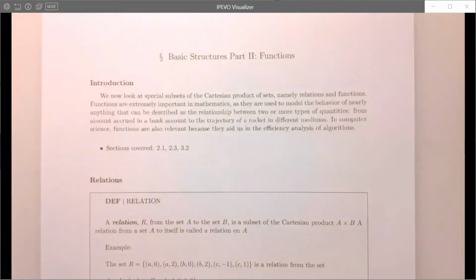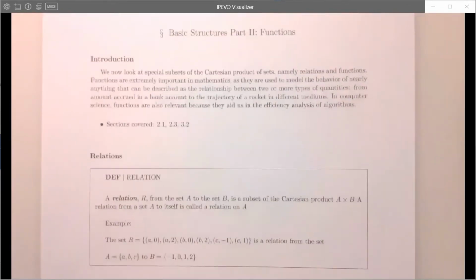Functions are extremely important in mathematics because they are used to model the behavior of nearly anything that can be described as a relationship between two or more types of quantities, from amount accrued in a bank to the trajectory of a rocket in different mediums. In computer science, we use functions to help us analyze the efficiency of algorithms. And of course, we also have the traditional code functions, which very closely resemble a mathematical function. So we're going to be taking a look at these topics.